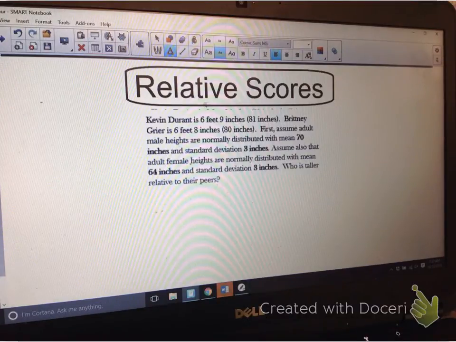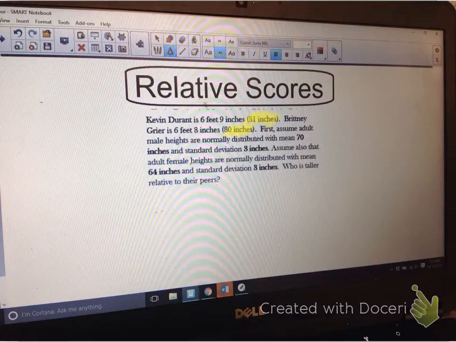The next heading I want you to get down is relative scores. I have a spelling error in here too. I'm really on fire today. Sorry, guys. Kevin Durant is 6 feet 9 inches, which is 81 inches. I think it should read Britney Griner is 6 feet 8 inches, which is 80 inches. Right now, you'll notice Kevin Durant is taller than Britney Griner.